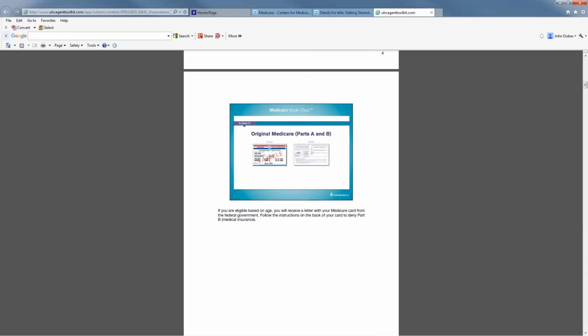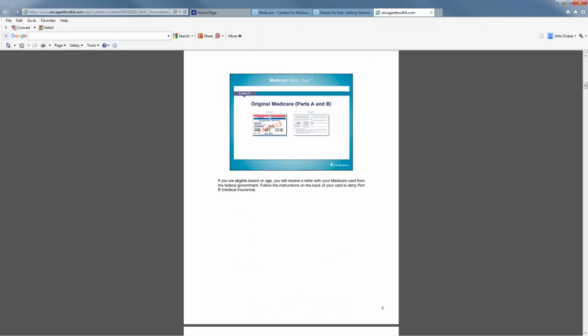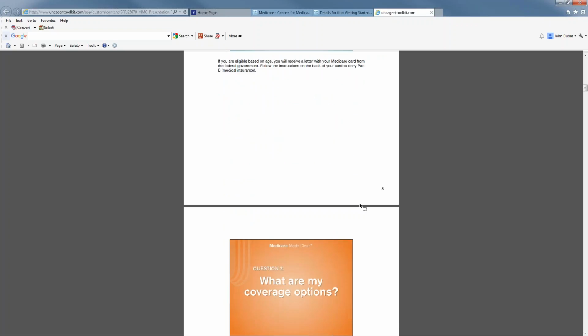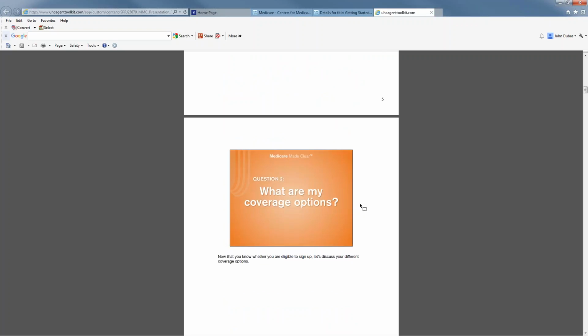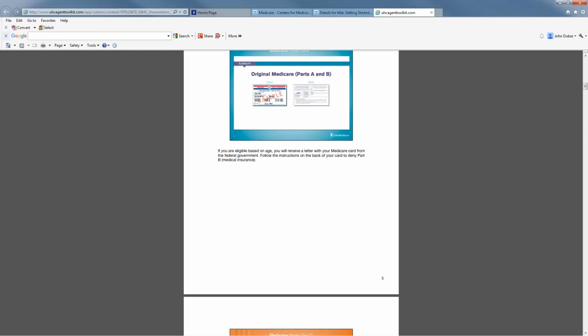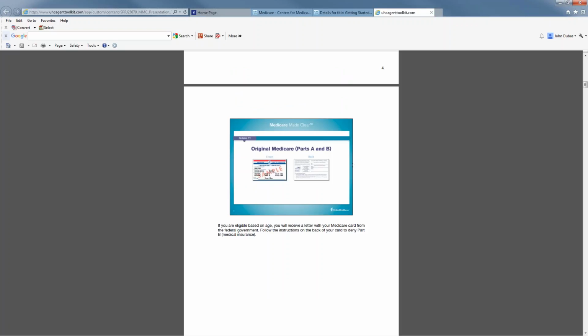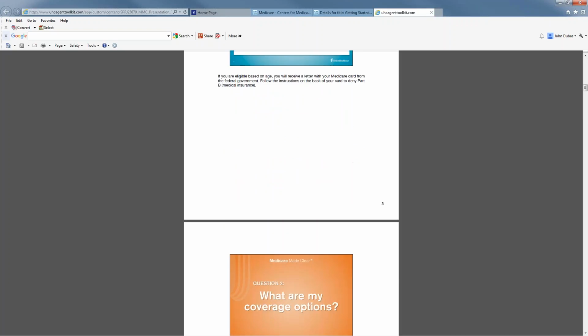The original parts, well, when your eligibility is based on age, you will receive a letter with your Medicare card from the federal government, and you need to follow the instructions on the back of that card if you want to defer Part B or deny it. Why would you want to do that? Well, there are reasons. We want to look at what those reasons might be. If you defer Part B, however, don't take it, and you don't have some sort of creditable coverage, you're going to be penalized financially for that decision.